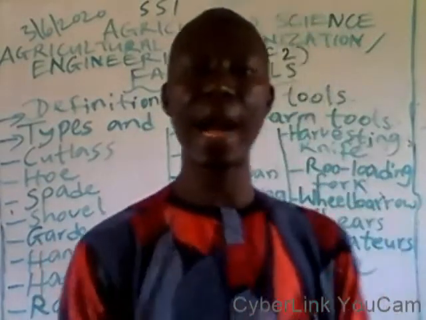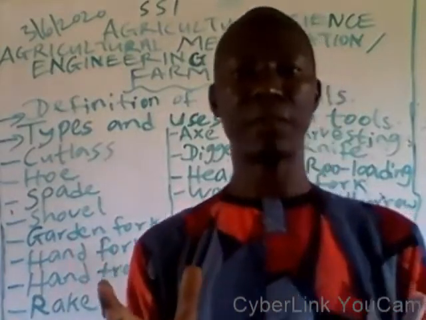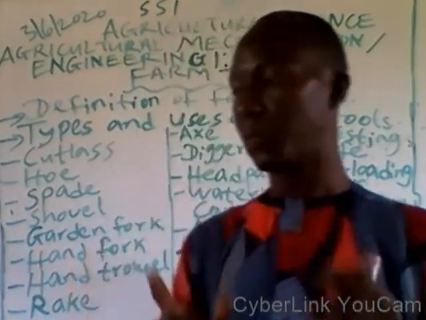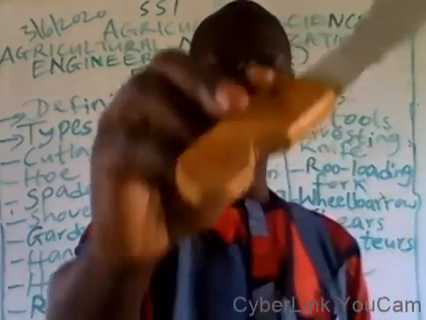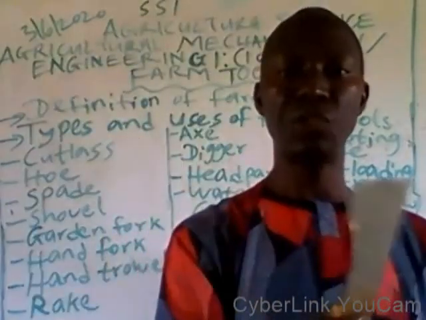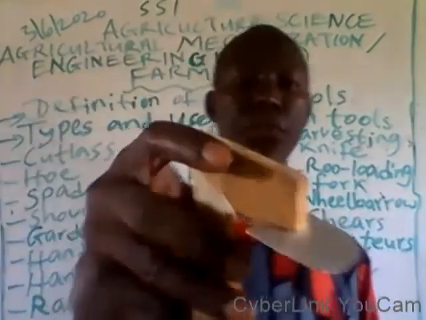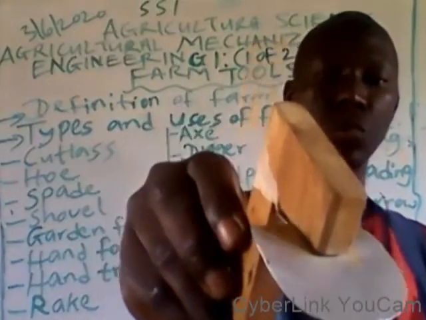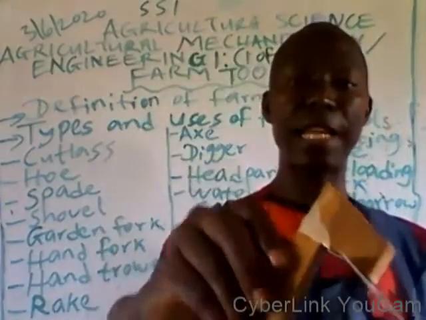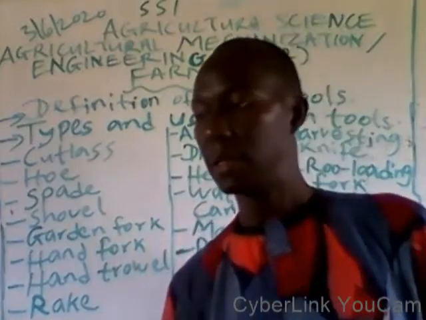So with me here, I have the models of different farm tools that are used by peasant farmers, and I'm going to tell you their uses. For example, we have the cutlass. The cutlass is used for land clearing, for cutting of trees and clearing of bushes. We also have the hoe. The hoe is used for ridge and heap making, and also for weeding of farmland.